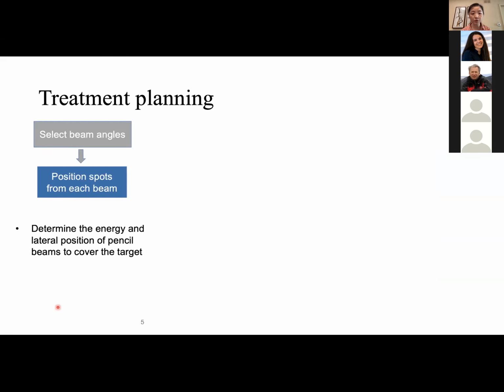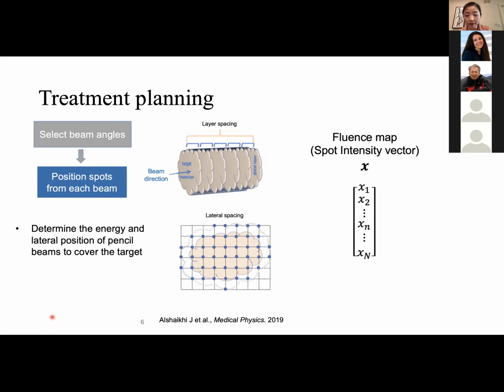If we look at each layer specifically, we can break it into a grid. We can position the spots of the pencil beam regularly to cover this layer. Here I have a target, and the blue spot is the position of a pencil beam. And here we formulate the spot positions that can cover this slice of target. Every pencil beam, every spot, has its own intensity, or the MU in the treatment planning system.